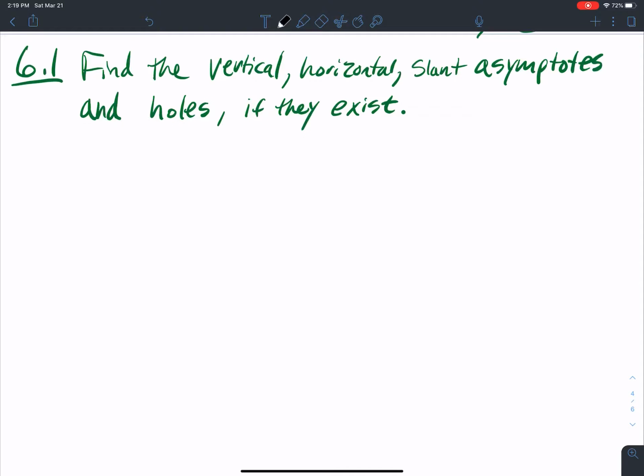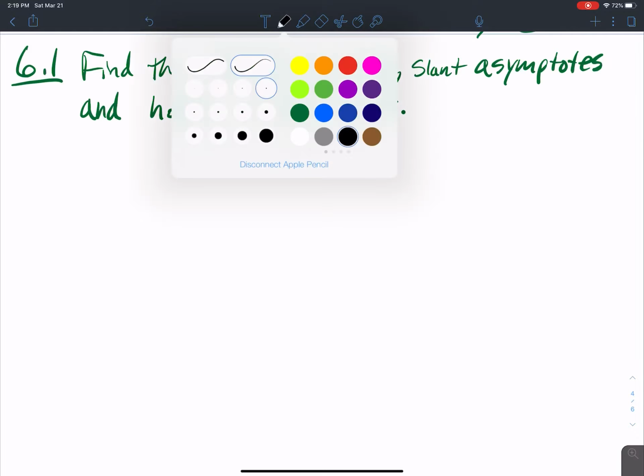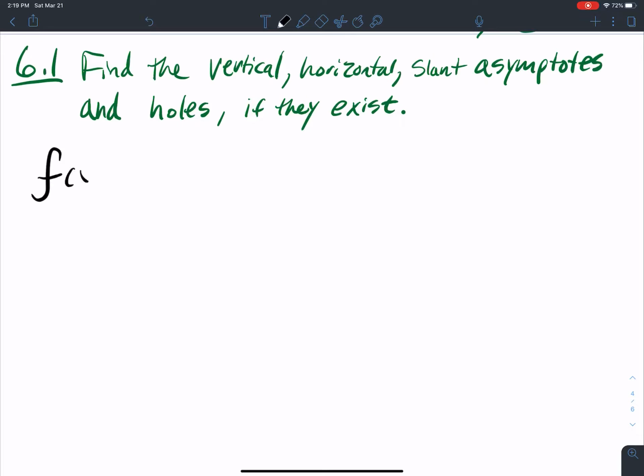All right, so I want to find the vertical, horizontal, and slant asymptotes along with the holes if they exist. Okay? So here's the function f of x equals x over x plus 4. All right? So first thing I'm going to do, I'm going to start with the vertical asymptotes. So vertical asymptotes, see if I can find any.